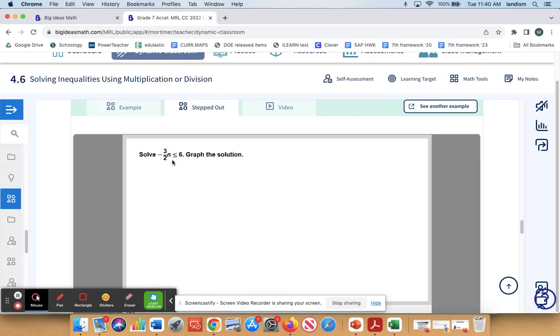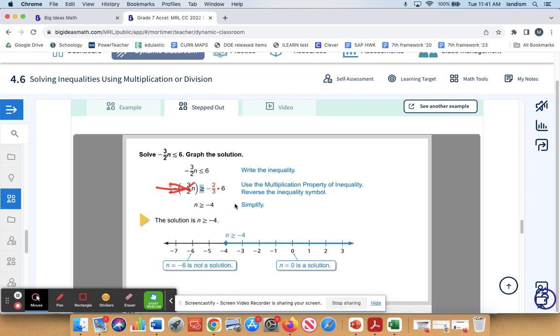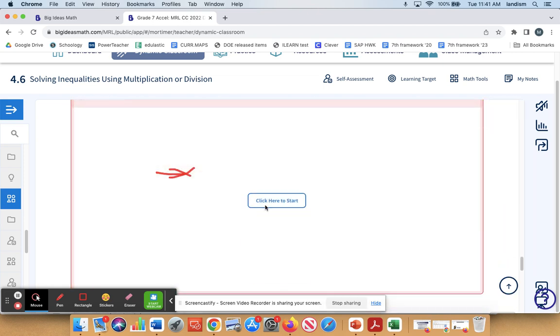So -3/2 has n. In order to cancel the -3/2, you're going to flip and multiply by -2/3. That way, the 2's, the 3's, the negatives even, they all cancel. So n is, now you multiplied by a negative, so you have to flip the inequality. Instead of less than, it became greater than. They flipped it in this step right here. So n is greater than or equal to -4. Then you graph it. Closed circle, pointing to the right.